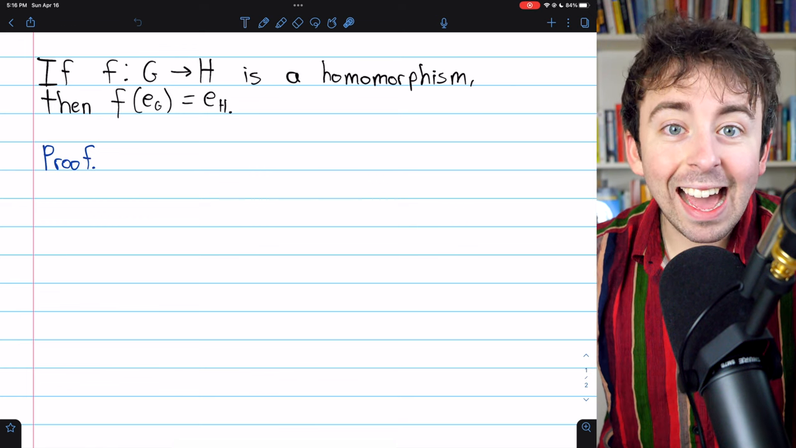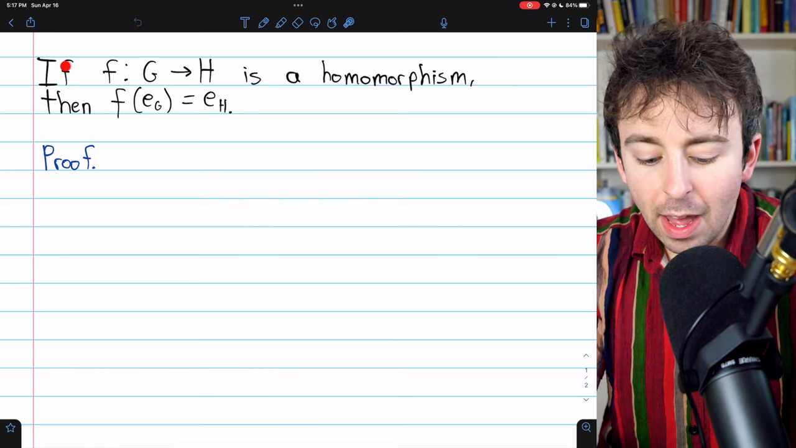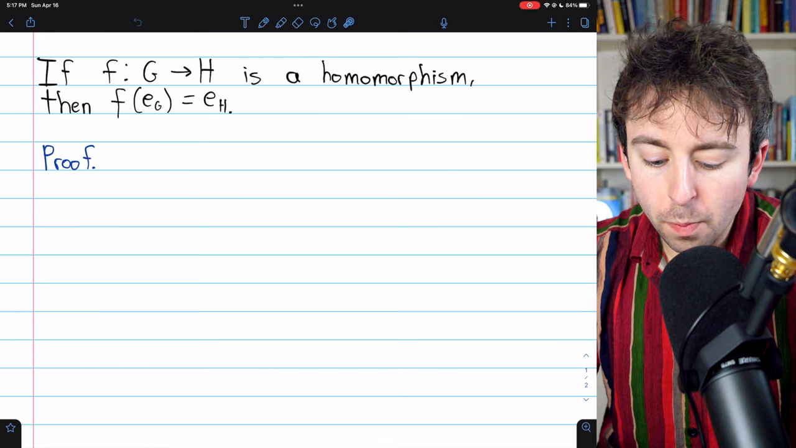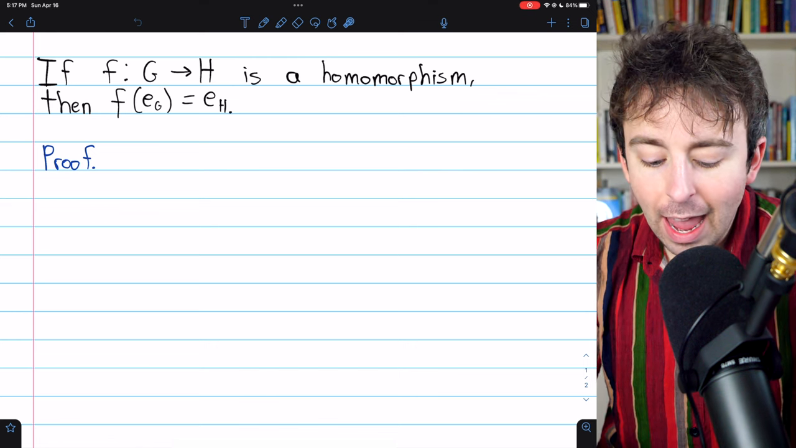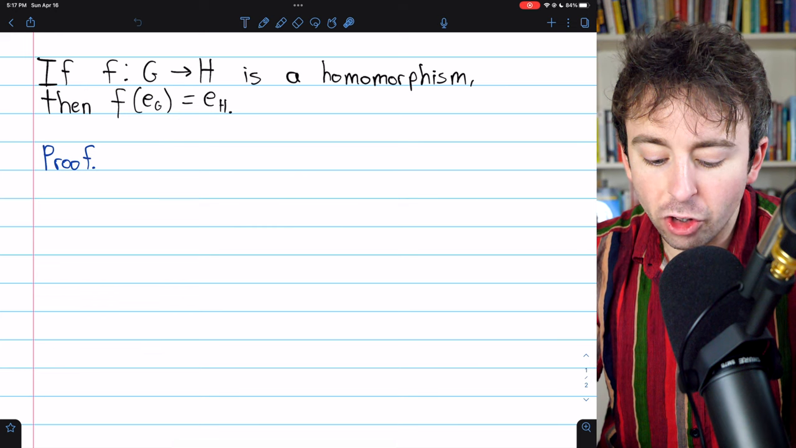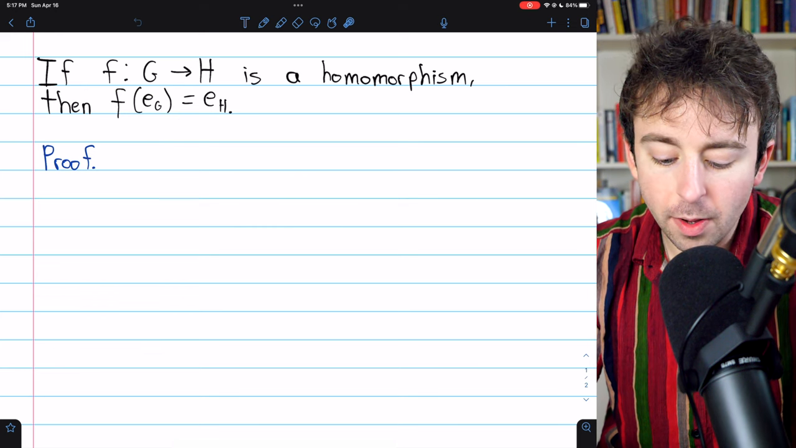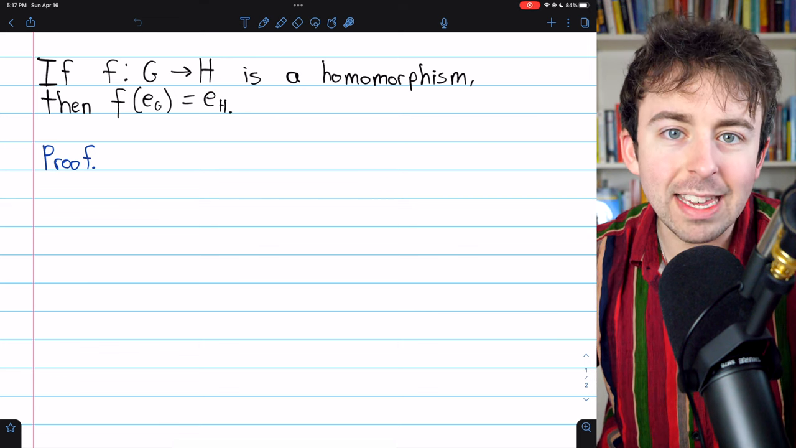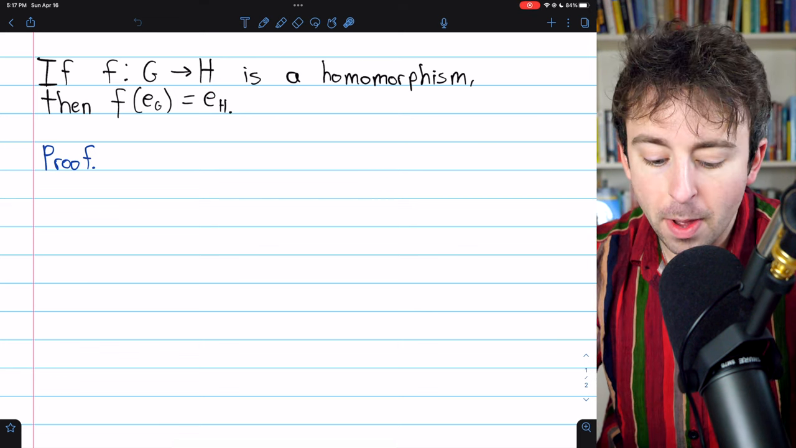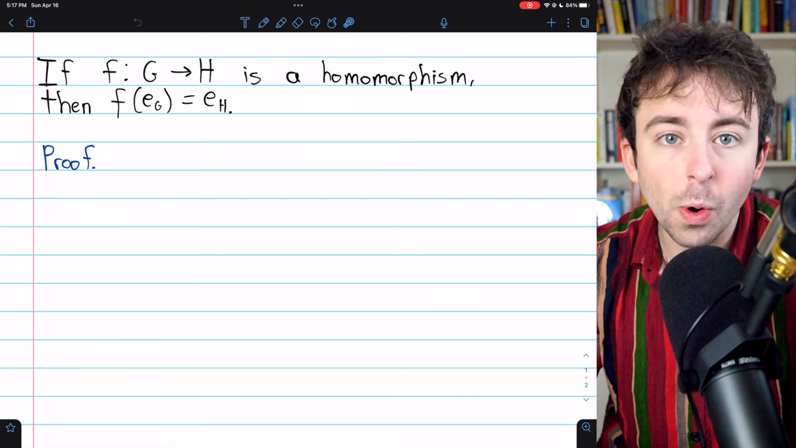Let's begin with the identity result. If f is a function from a group G to a group H, and it's a homomorphism, then f of the identity of G, which we'll call eG, is equal to the identity of H, which we'll call eH. The homomorphism maps the identity to the identity.